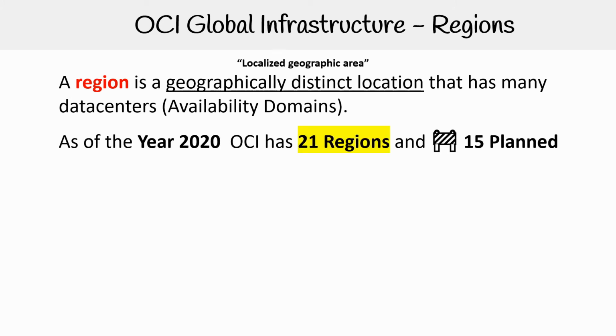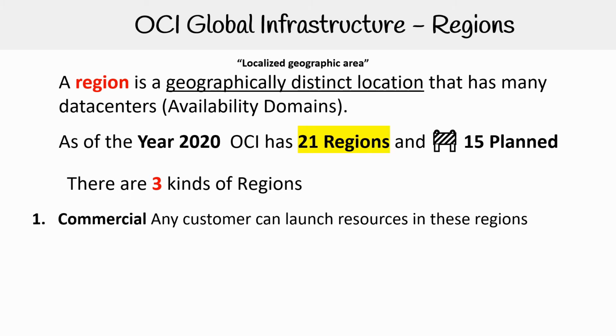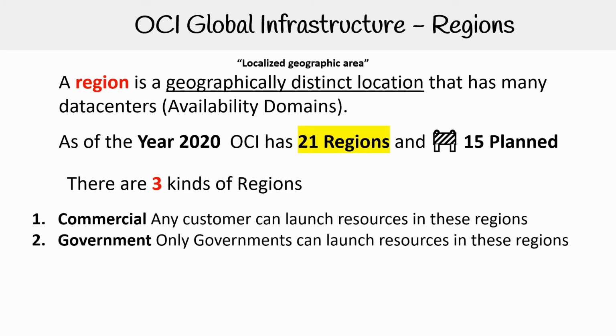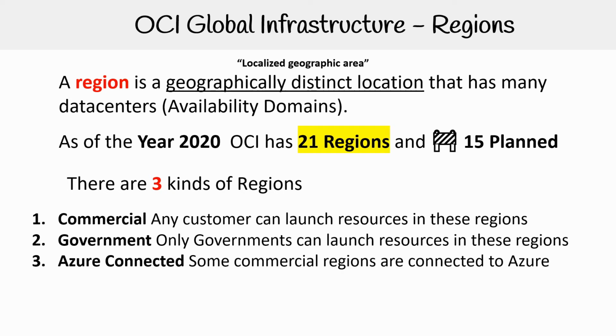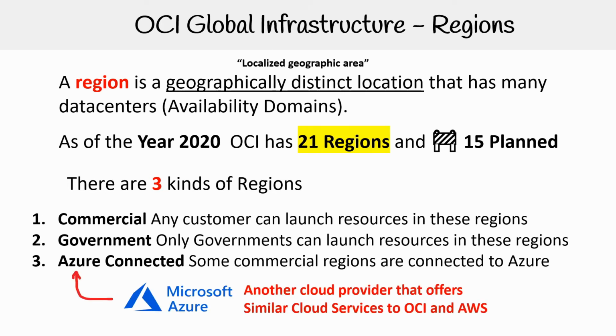And as of the year 2020, OCI has 21 regions, and they plan on having 15 more. The three kinds of regions you can have are commercial, so that's any customer can launch a resource in these regions. Government, so only governments can launch resources in these regions. And then we have Azure connected. So we have some commercial regions that are connected to Microsoft Azure, which is another cloud provider. And it's similar in terms of services and stuff, but they seem to work together pretty well.